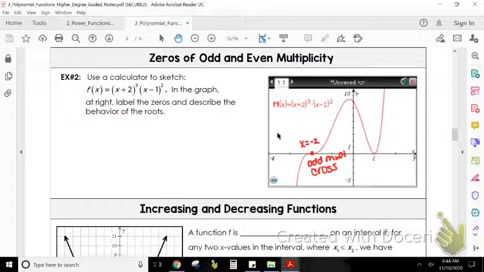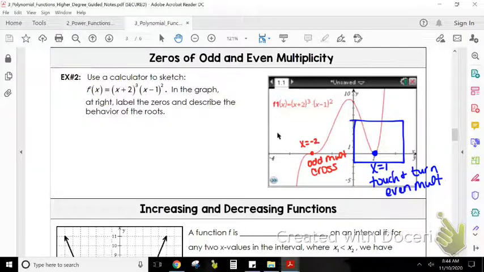Then my next one is right here at 1. And we can see that this is touch and turn. So we know that means it has even multiplicity. And if you look at just a piece of it, just in that little window there, you can tell it does look like it's quadratic, right? So it's probably going to have a multiplicity of 2.